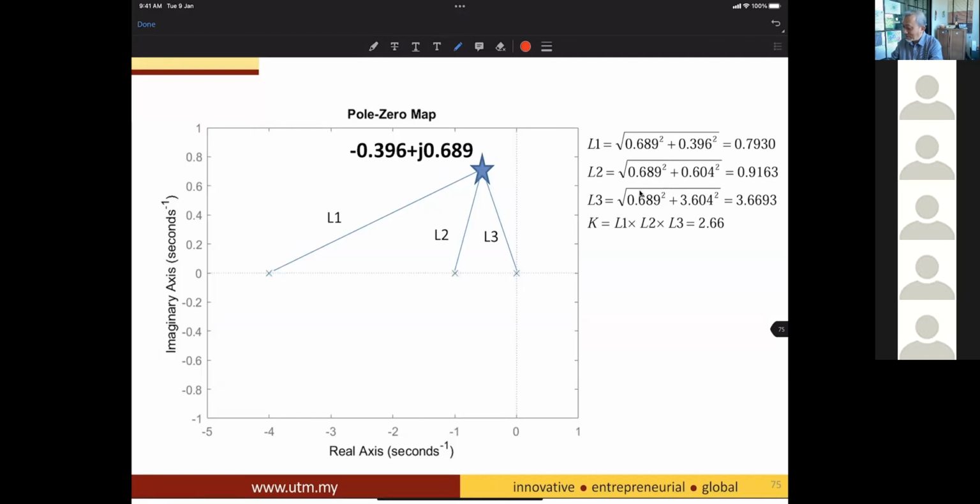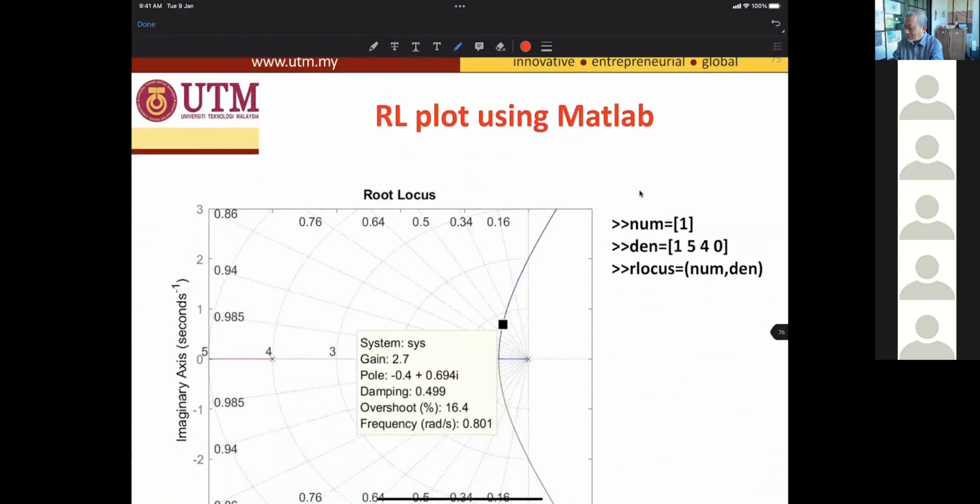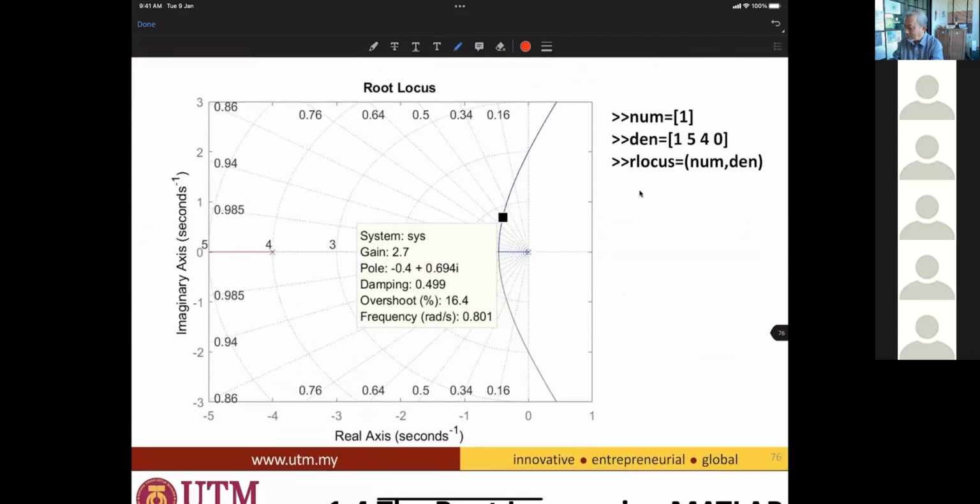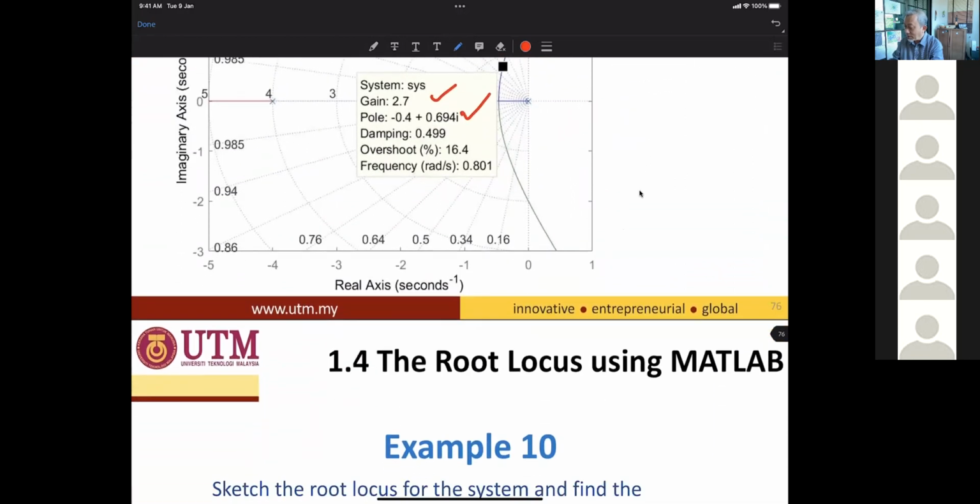Okay, so this is the method how to calculate gain at this point. Okay, so I hope everybody's alert about it. And then this is the results, okay, the intersection point. Okay, damping 0.5.